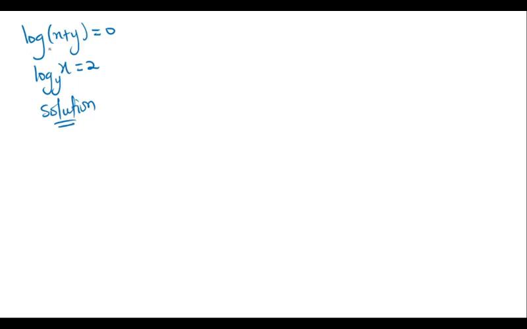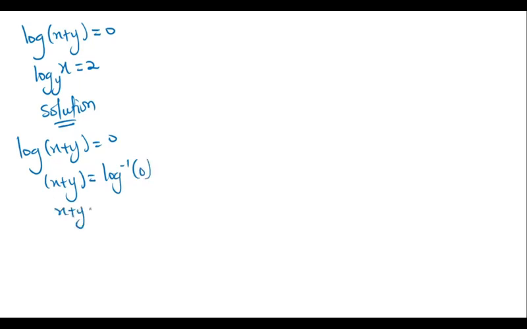So if we take the first equation that we have over here, let's see what we can do about it. We have log of x plus y is equal to 0. From here, to make x plus y the subject, we have to find the antilog of both sides. Then x plus y is equal to log inverse of 0, which is positive 1. So the value of x here is equal to 1 minus y, from our first equation.